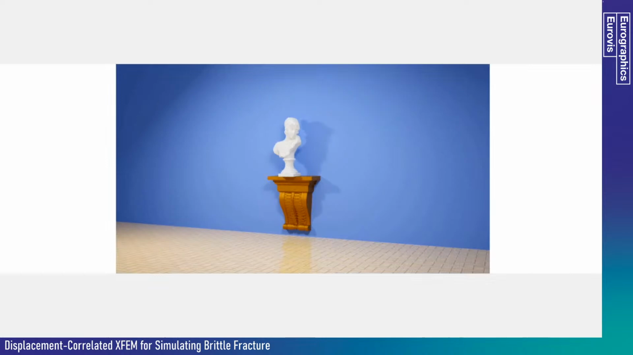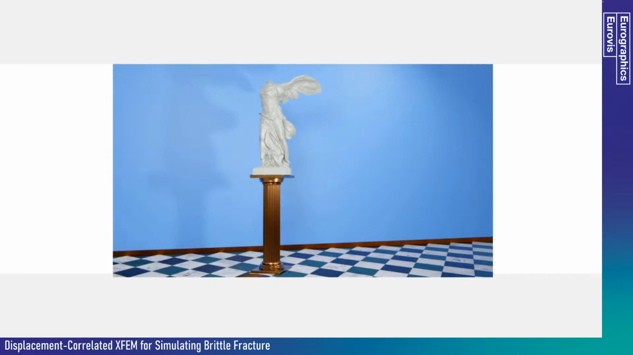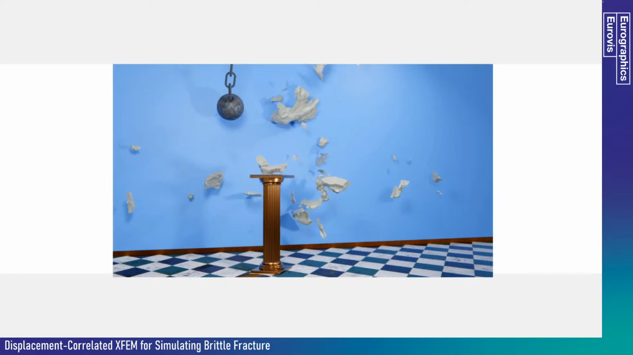And here we show further examples. In this case, we have a statue which slips off and falls onto the ground to smash into little pieces. And in this example, we have a wrecking ball colliding with a statue, a concrete statue, and smashing it into numerous small fragments with sharp features as well.